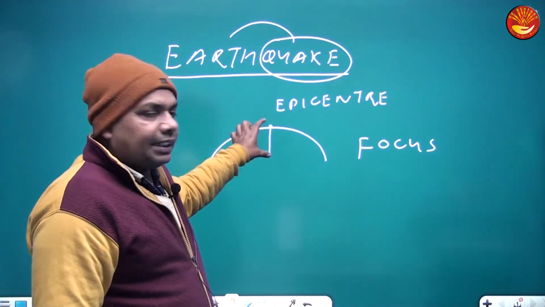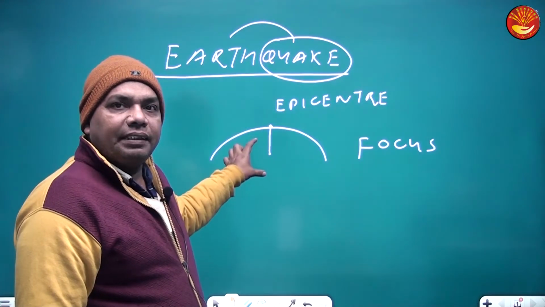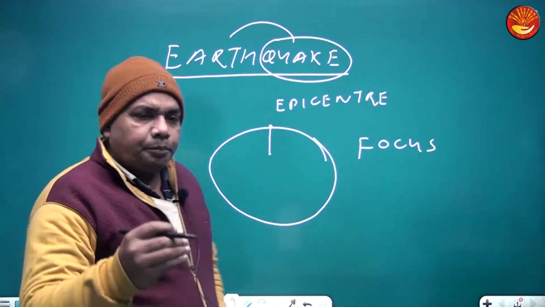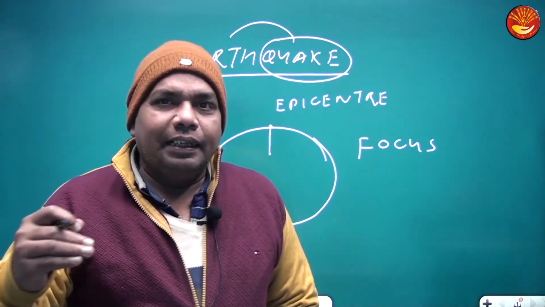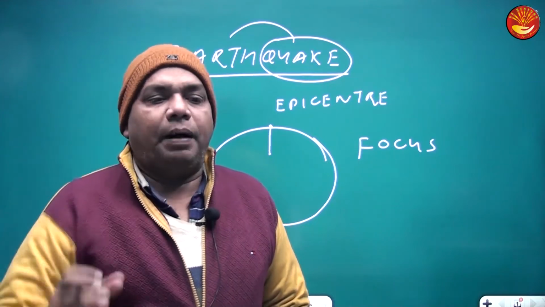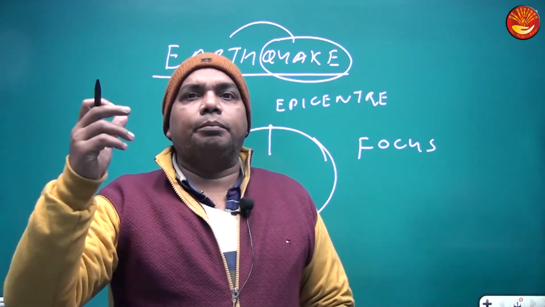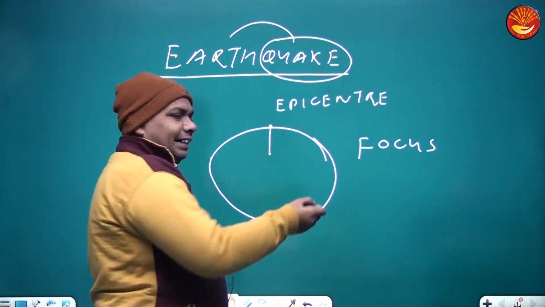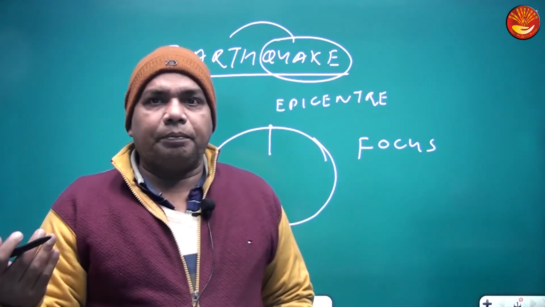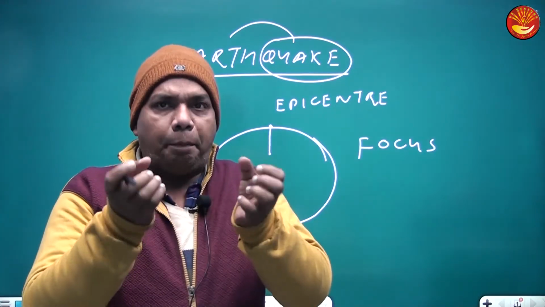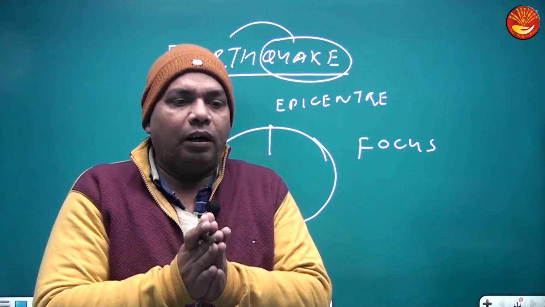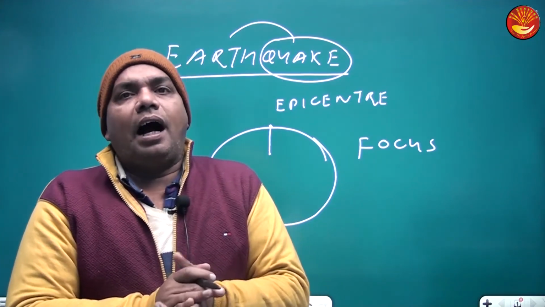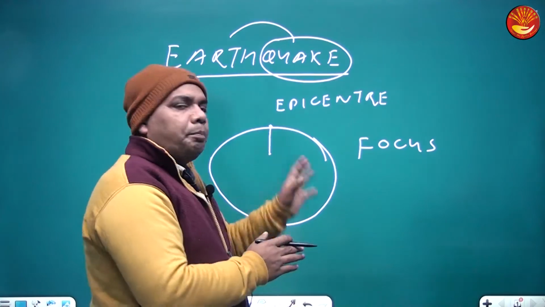There is the shortest distance between focus and epicenter. Suppose this is our earth, right? Most of the earthquake foci of the world are found in the crustal part, that is the lithosphere. Lithos means rock, rockosphere or lithosphere. Since this is a rocky layer, there is maximum chance of breaking and rupture of the rock only in the crustal part. So most of the earthquake foci are present in the crustal part only.